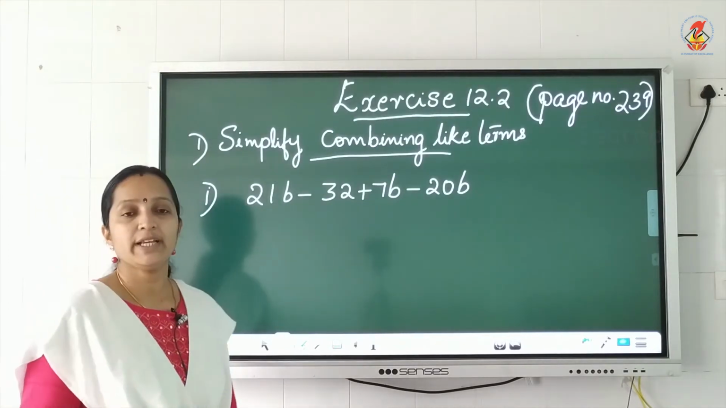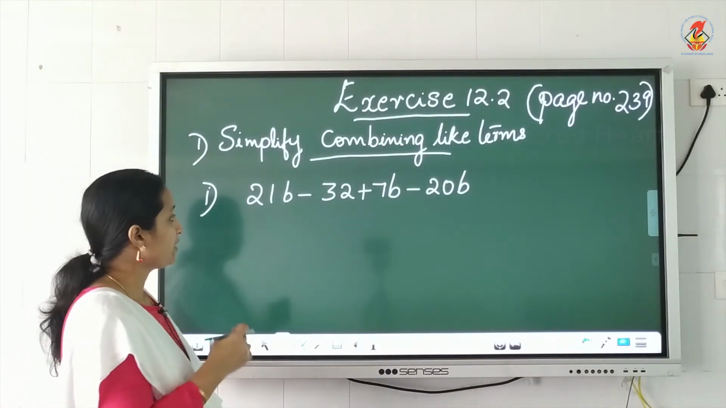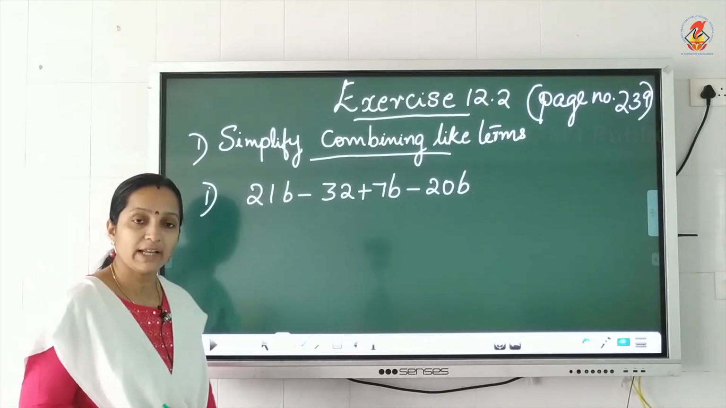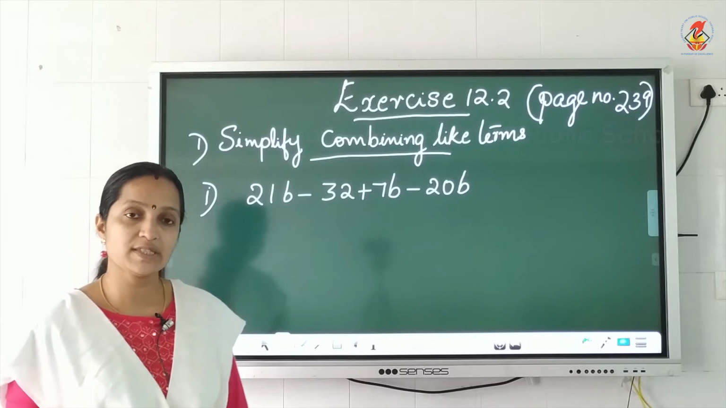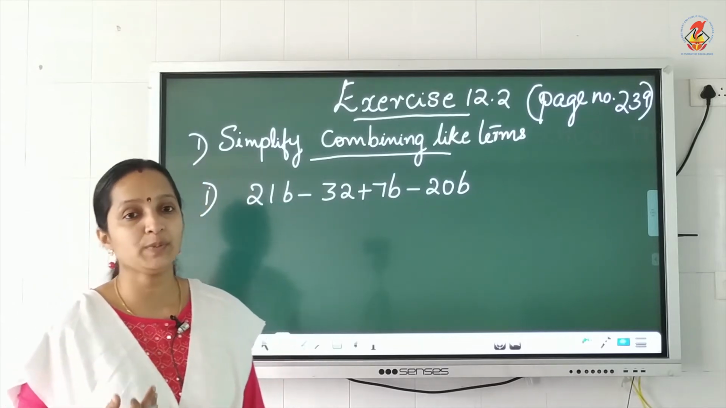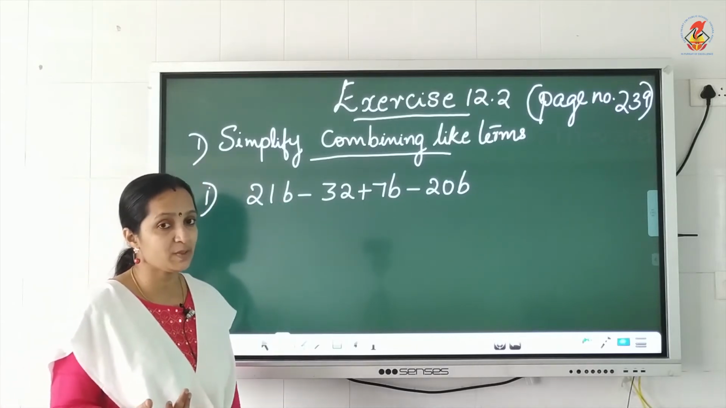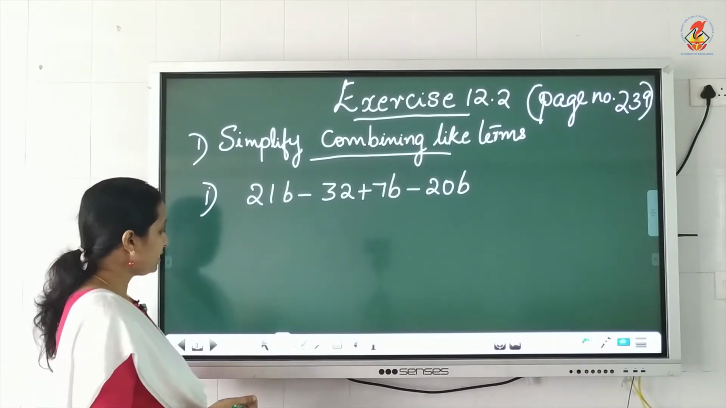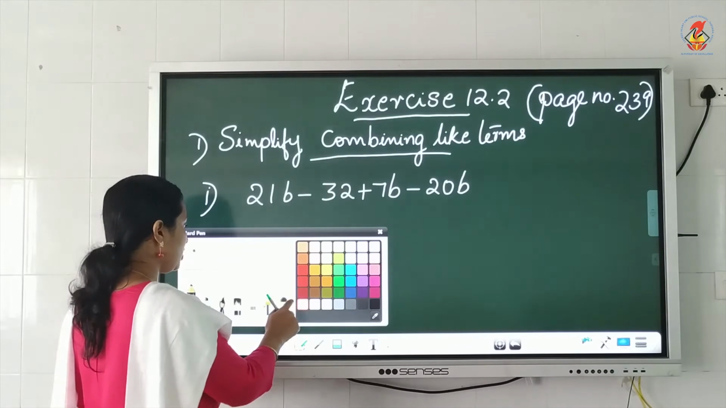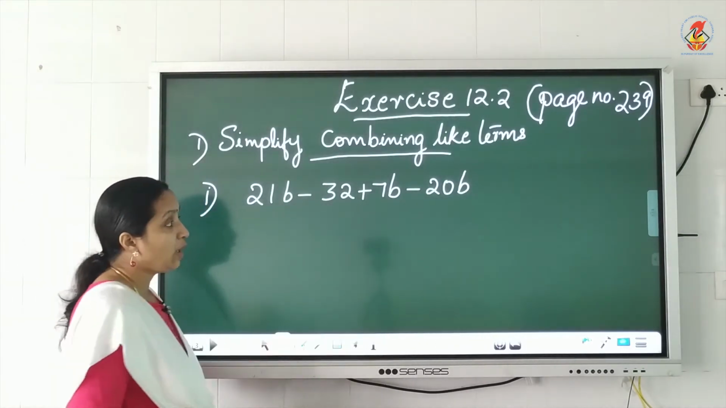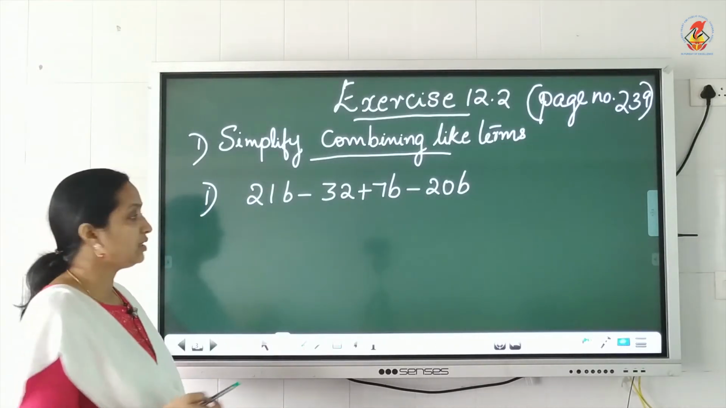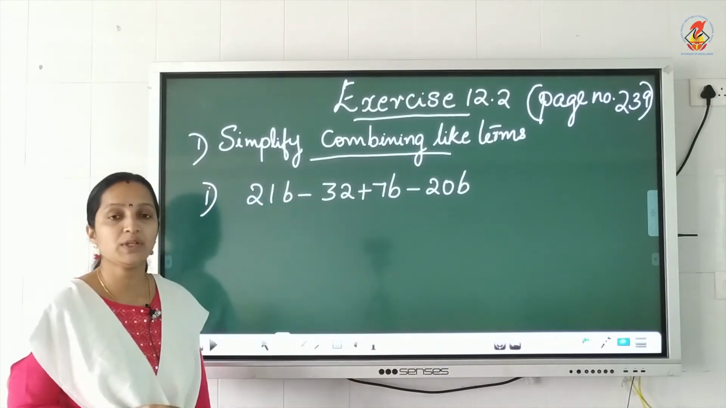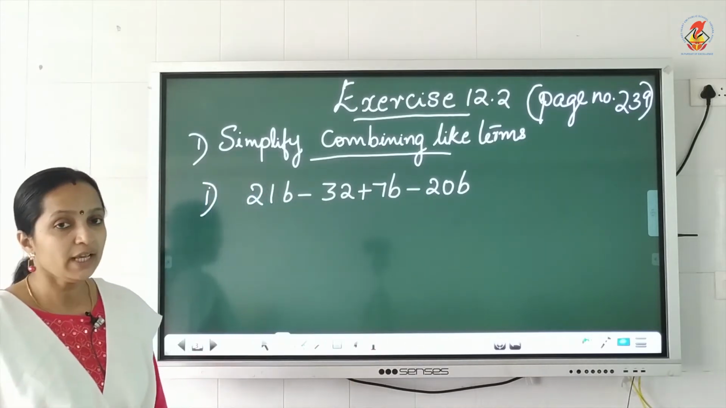And how will you do the addition? Suppose a question comes like this. What is the question? Simplify combining like terms. What is the first thing you have to do? You have to group the like terms. Like terms means same variable with same power. Now, how many terms are there in this expression? There are 4 terms: 1, 2, 3, 4.